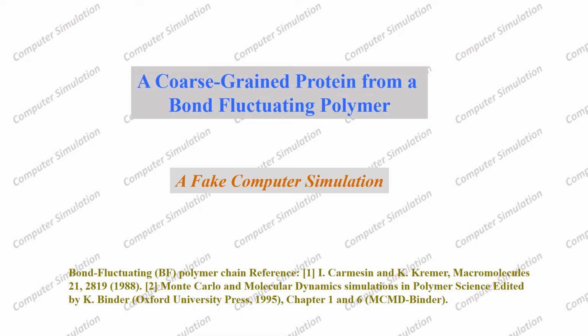A coarse-grained protein from a bond-fluctuating polymer, fake computer simulation. The bond fluctuation model for polymer chains was introduced by Carmesin and Kremer in 1988 with a computer simulation of a polymer chain on a square lattice.